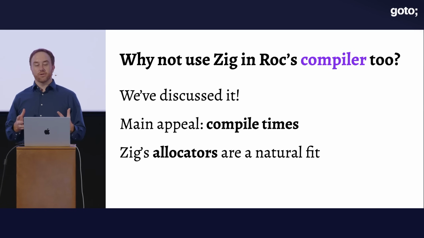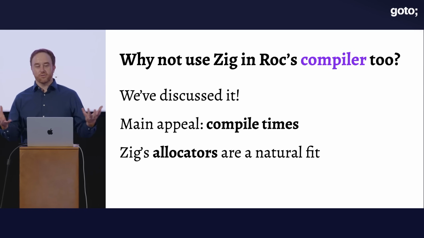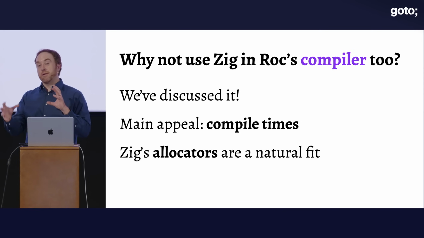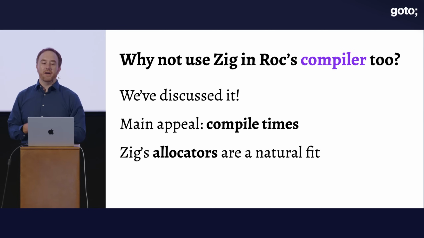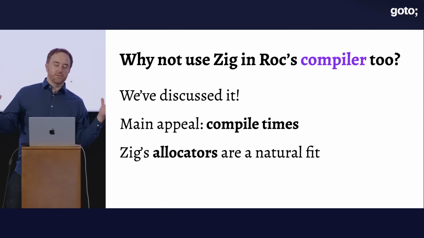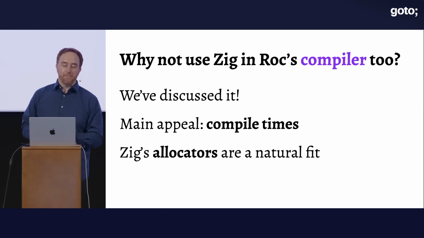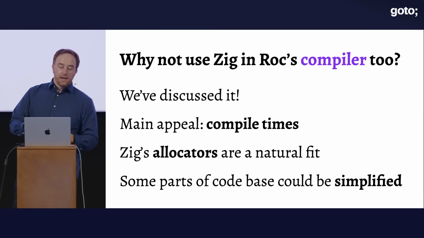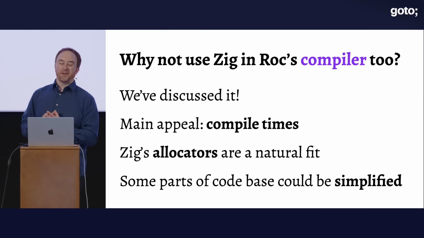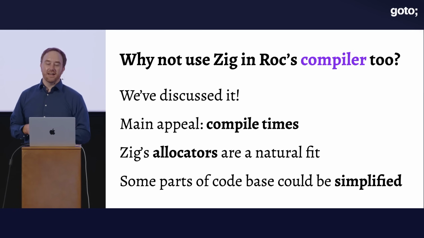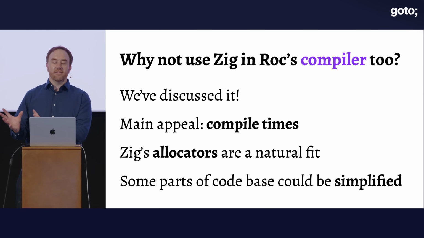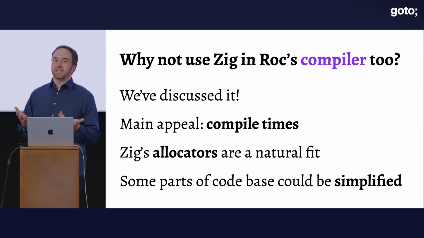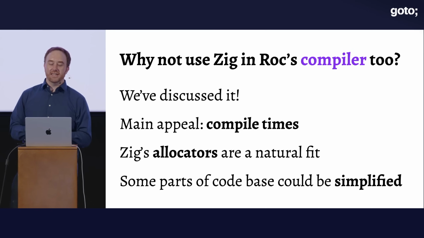Also, Zig's allocators are a natural fit for how we like to structure the compiler. Without getting into too much detail, this is the idea that you might want different memory allocation strategies in different parts of your code base, and arena allocation is one that we use as much as we can in the Roc compiler. This is not as ergonomic in Rust as it is in Zig. And finally, there are definitely some parts of our code base that could be simplified if they were written in Zig instead of Rust. In some cases, we would have to give up some significant guarantees for that. But those are the cases where just the nature of what we're doing means that we really wouldn't be giving up that much in terms of guarantees, or at least I don't think so.